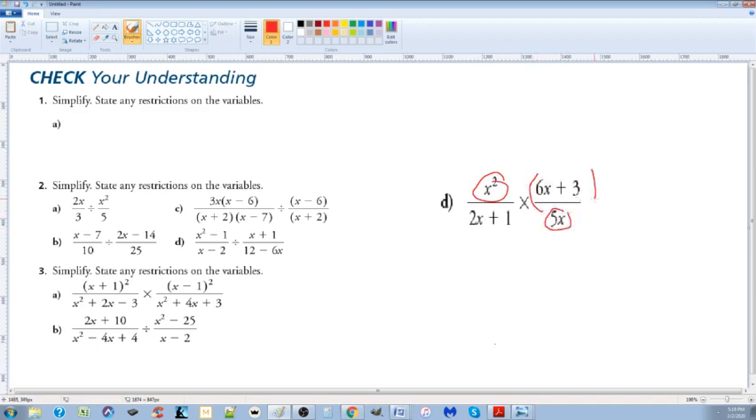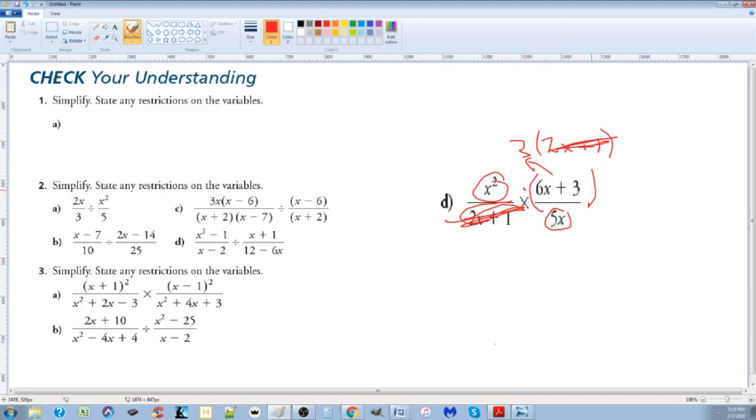This can be simplified to removing the 3. I might have forgotten some exceptions last one. I can't remember. But anyway, this can become 2x plus 1. And suddenly we see that it matches this here. So these can be simplified. And you're simply left on the top.